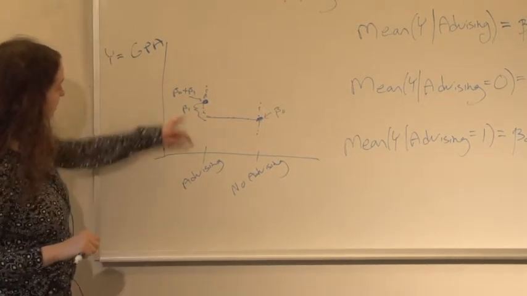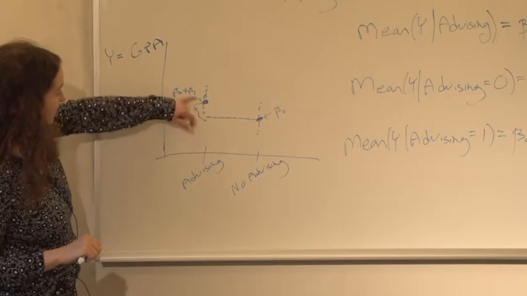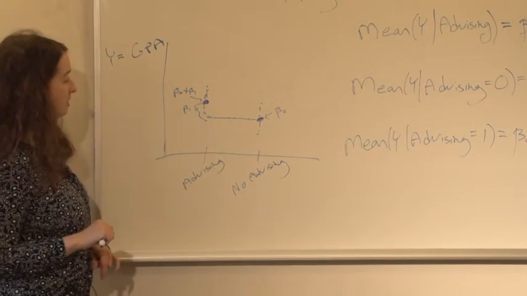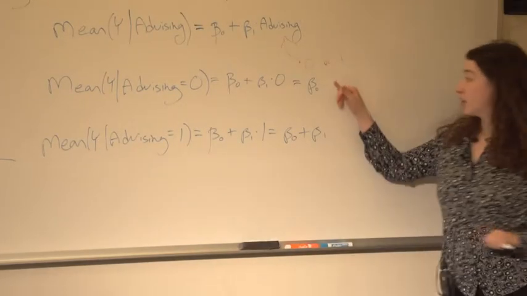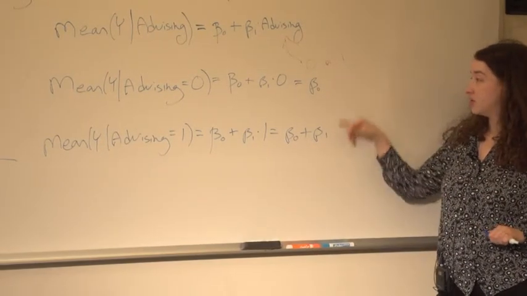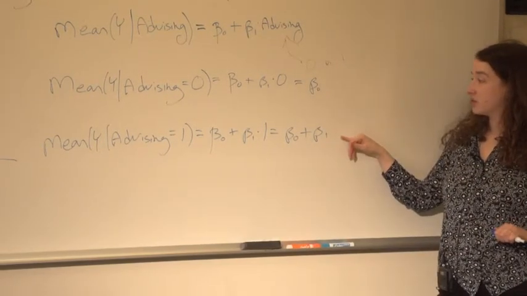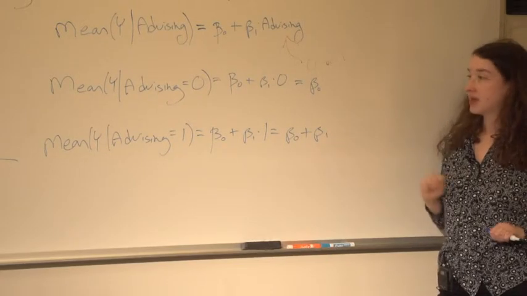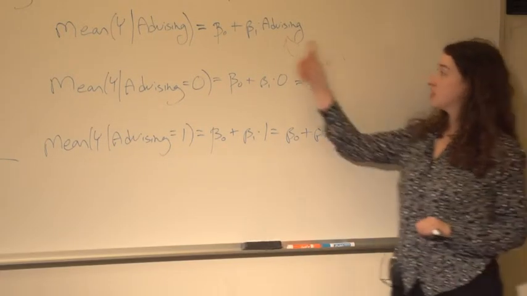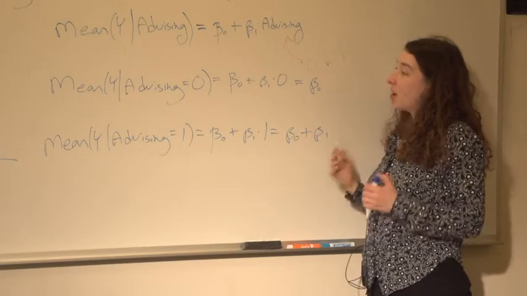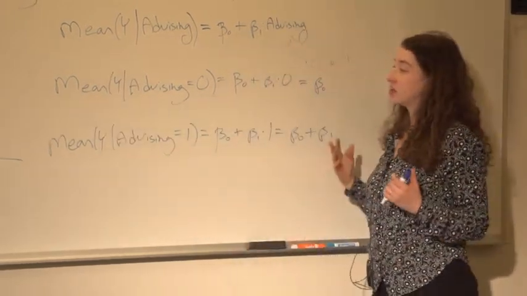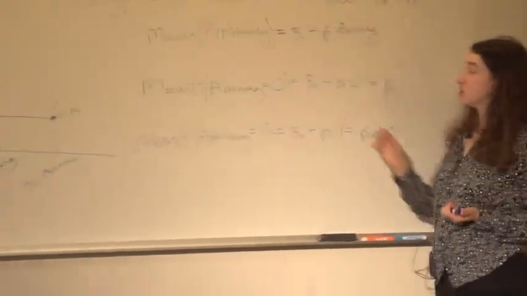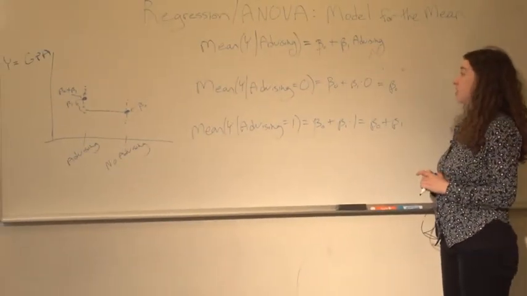Beta 1 is the difference between the mean GPA among those who got advising and the mean GPA among those who did not get advising. If you don't have advising versus if you do, our prediction of your GPA changes by beta 1. So this is a regression equation, but all it's doing is coming up with other ways to express the means in each of these groups using these particular parameters.